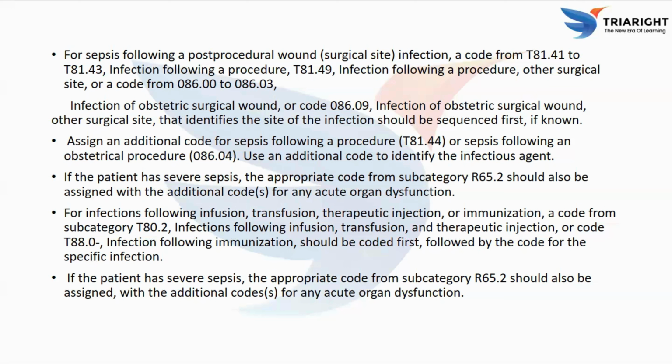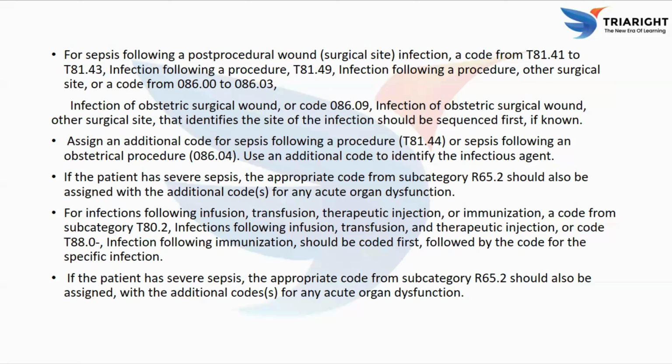So the next guideline is about infections following infusion, transfusion, injection or immunization. This covers infections caused by IV infusion or blood transfusion, therapeutic injection or vaccination. So you have to code first from T80.2, nothing but the infections following infusion, transfusion or injection, and T88.0, infection following immunization. These codes identify the cause, the medical treatment that resulted in the infection.